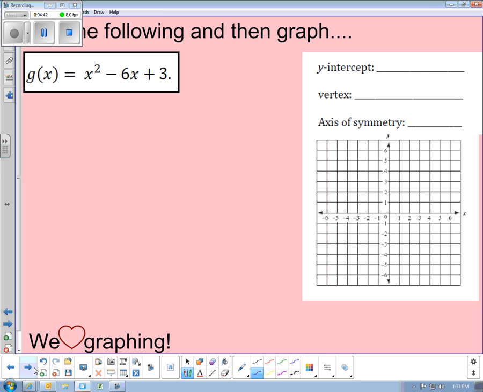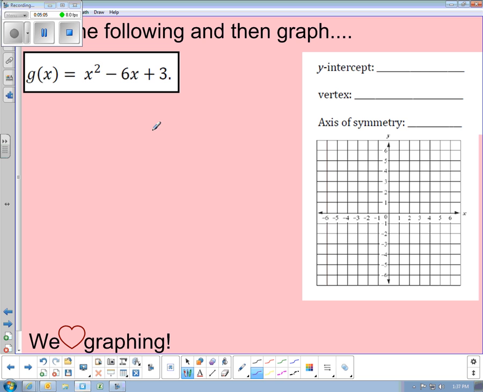Let's take a look at our first example. We want to consider the quadratic function and find the y-intercept, the axis of symmetry, and the coordinate of the vertex. The function is g of x equals x squared minus 6x plus 3. What's the y-intercept? What's the vertex? What's the axis of symmetry?